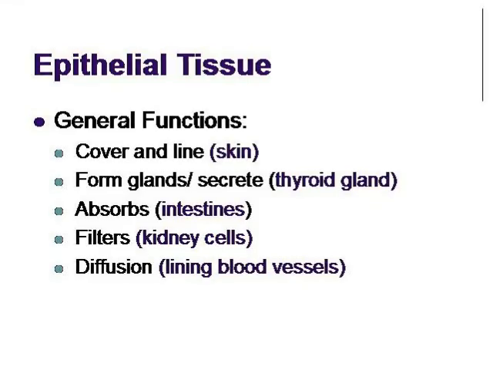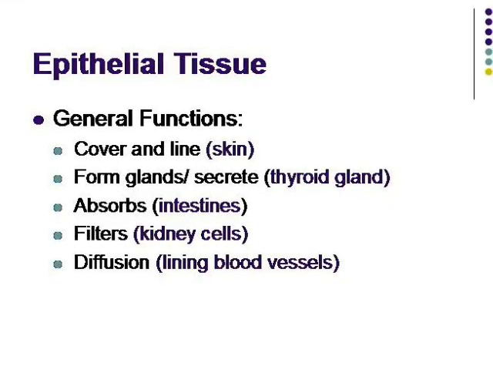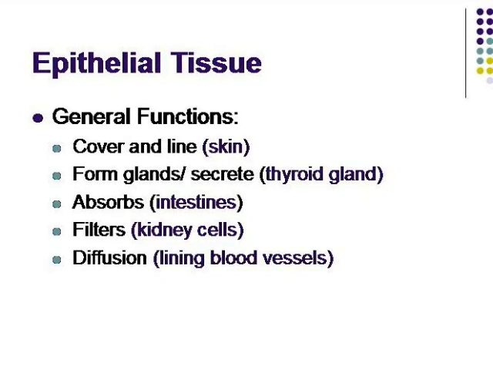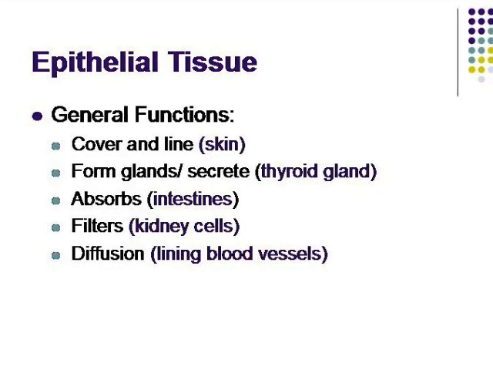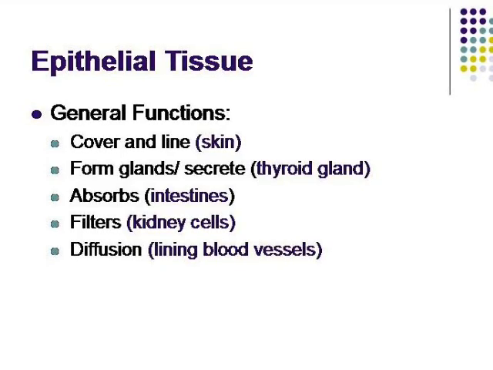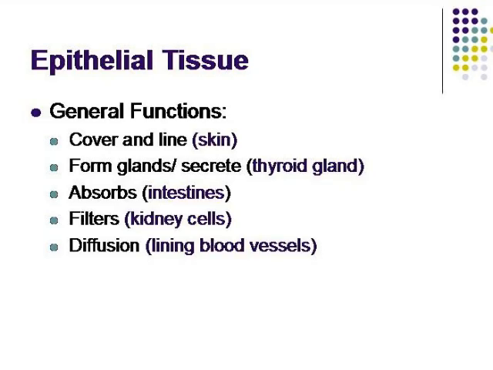Epithelial tissues can absorb, like the cells in your intestines can absorb nutrients. They can filter. Your kidney cells have specialized epithelial cells that filter wastes and produce urine. They will also offer diffusion. You have cells lining the blood vessels, and they allow oxygen and carbon dioxide to diffuse in and out of the bloodstream.